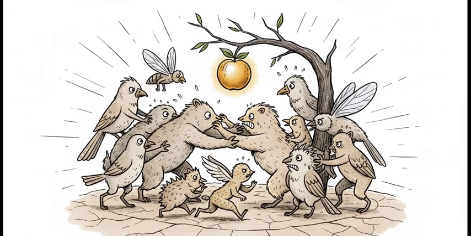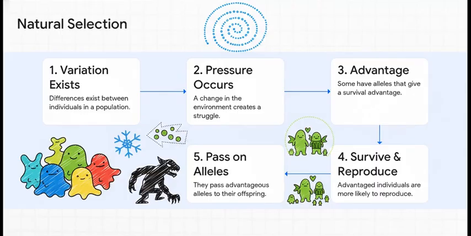You see, the reality for pretty much every organism out there is that life is a competition. There just aren't enough resources to go around. Not enough food, not enough mates, not enough space. This creates what we call a struggle for existence. And that struggle leads straight to natural selection.